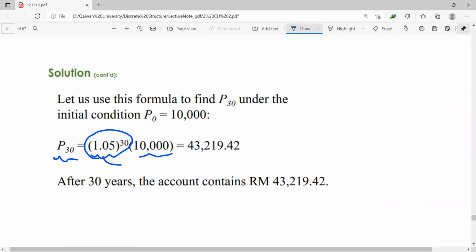P naught is 10,000. Multiplying these, you get 43,219.42. So the money from 10,000 becomes 43,219.42 RM after 30 years. If someone puts 10,000 in a bank with compound interest of 5% annually, after 30 years the money becomes 43,219.42. And it's enough for today.